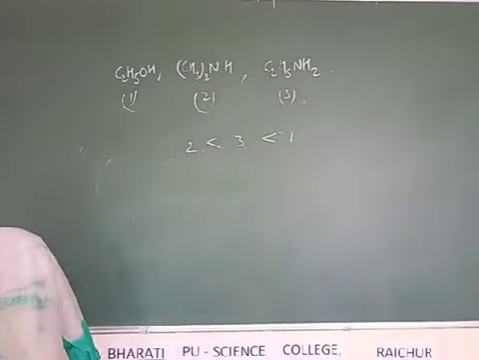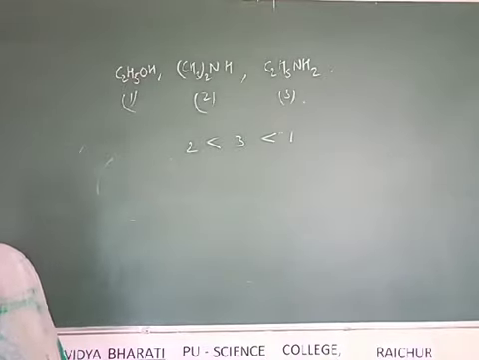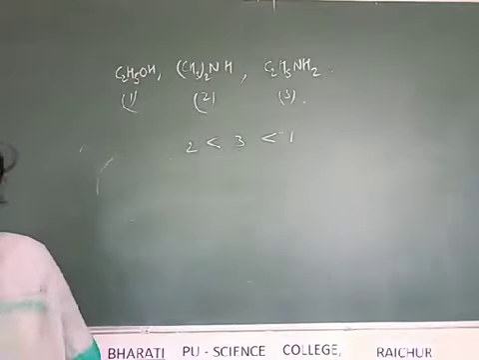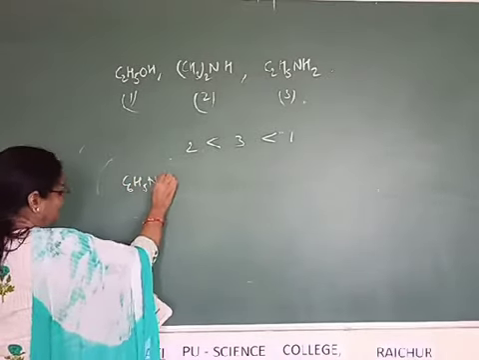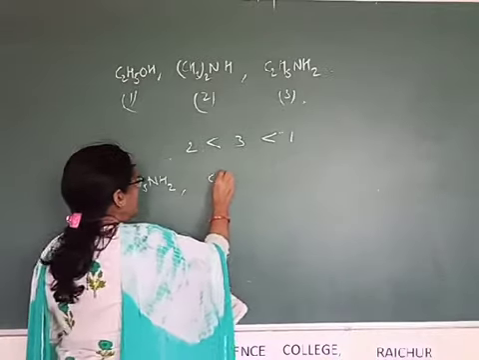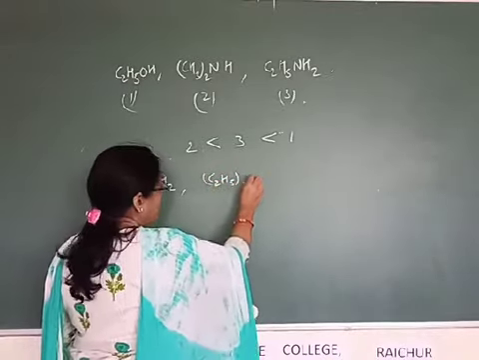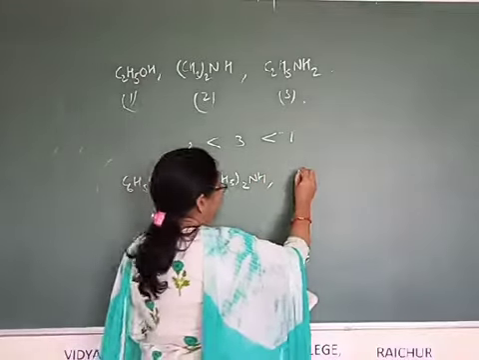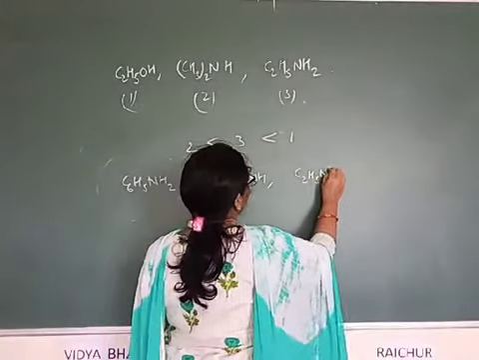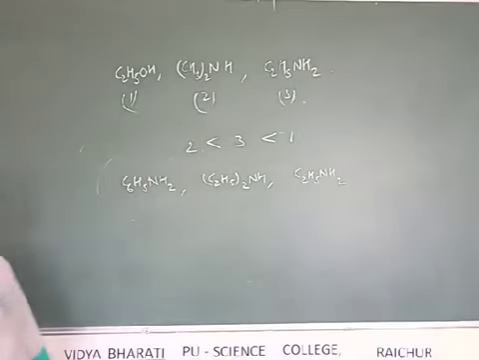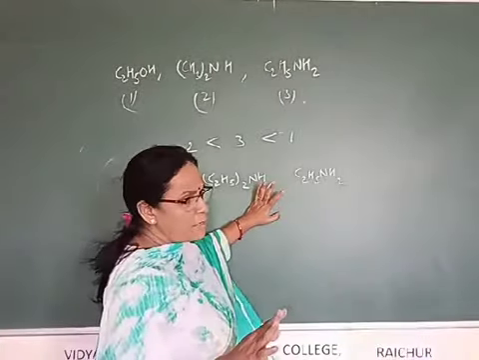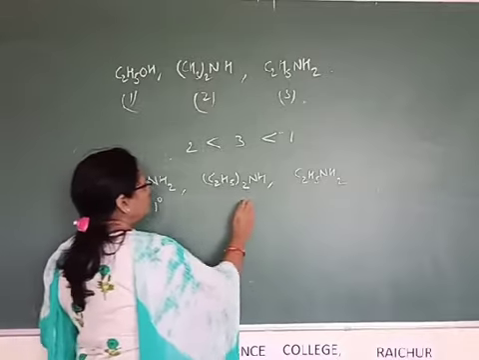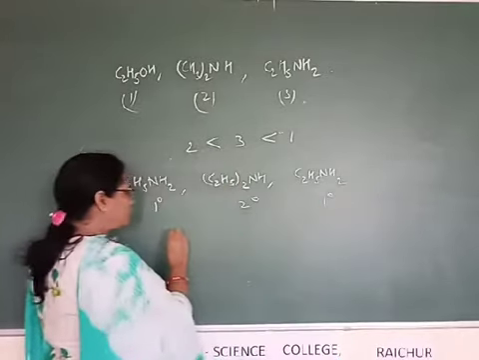The next one given is that you have to arrange in increasing order of solubility in water. So the compounds given are C6H5NH2, (C2H5)2NH, and C2H5NH2. Solubility in water also depends upon the extent of hydrogen bonding. So more extent of hydrogen bonding will be in primary amine. Now this is primary, this is secondary, and this is also primary amine. Isn't it?